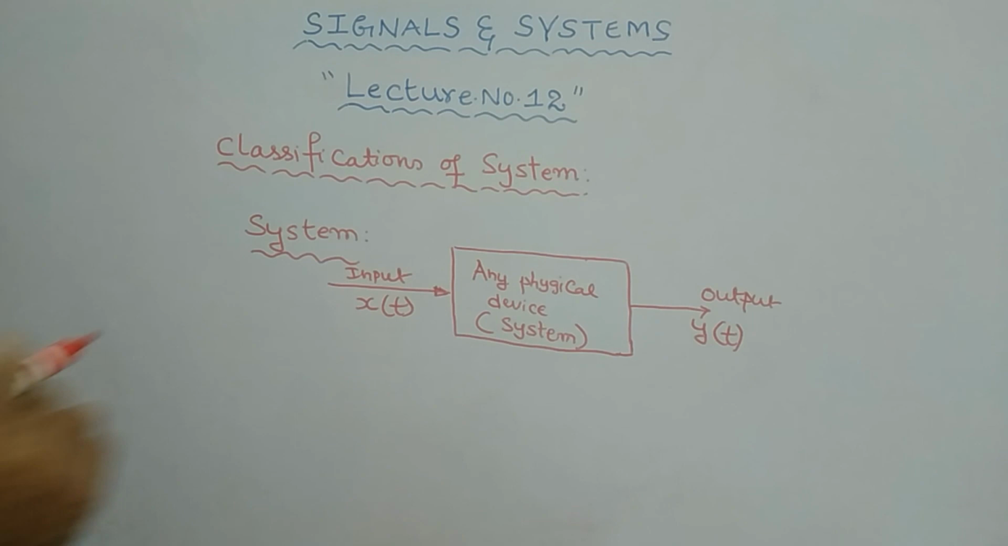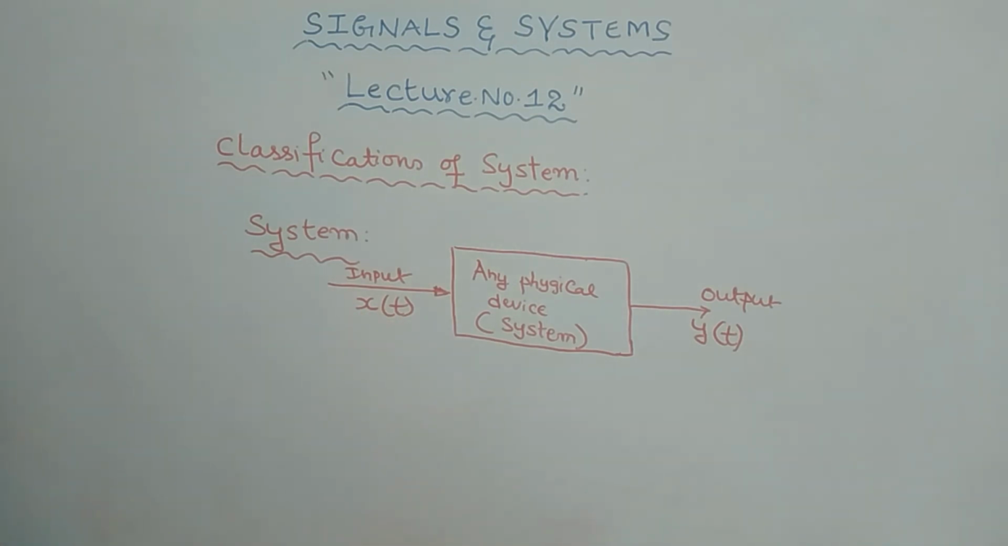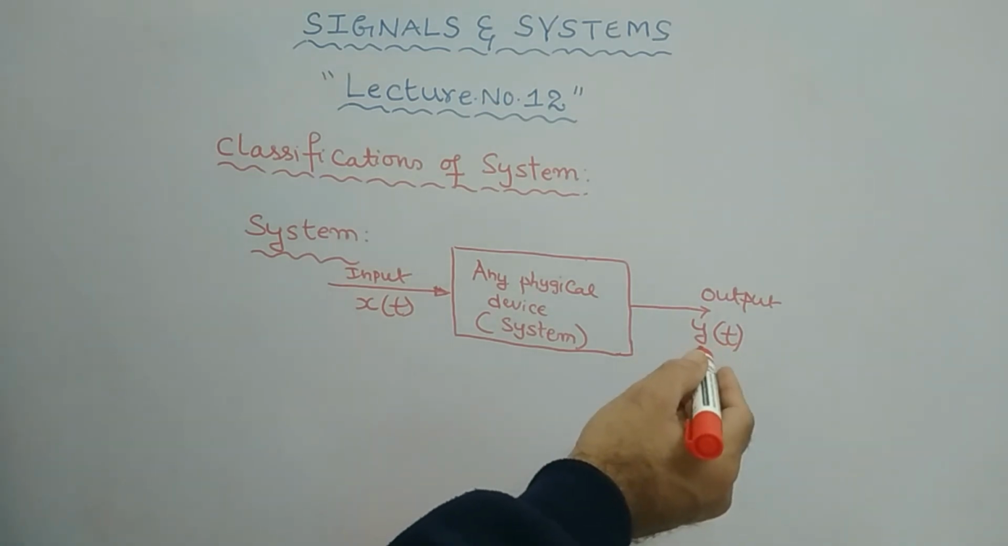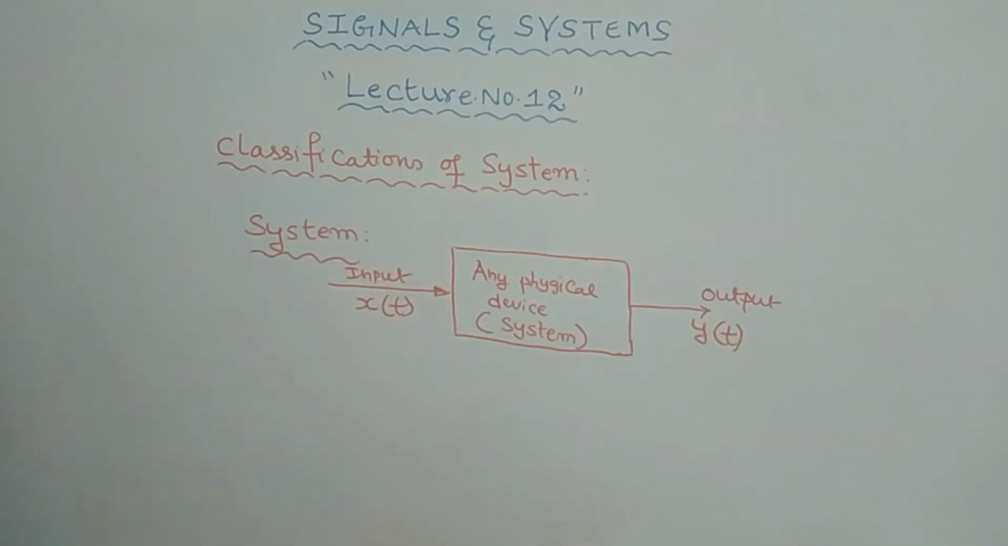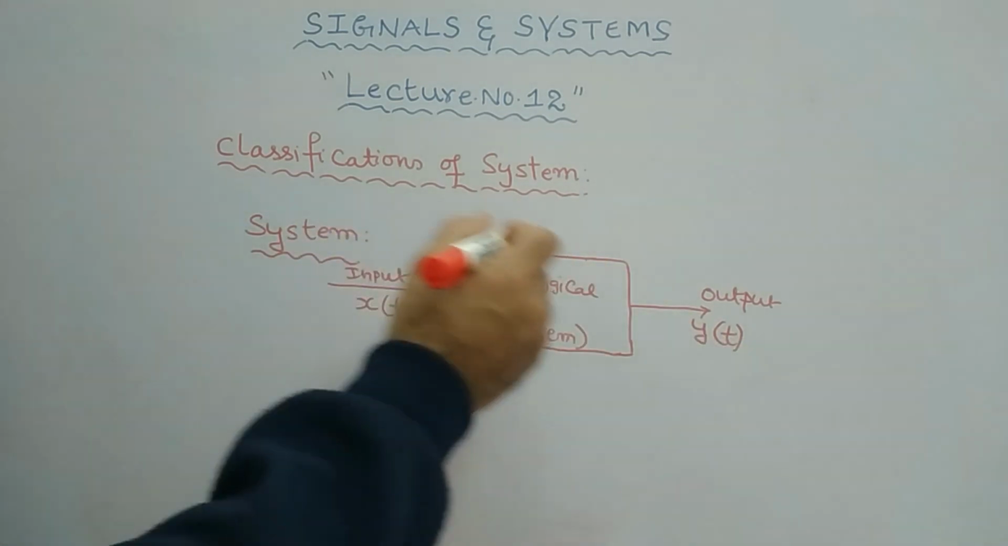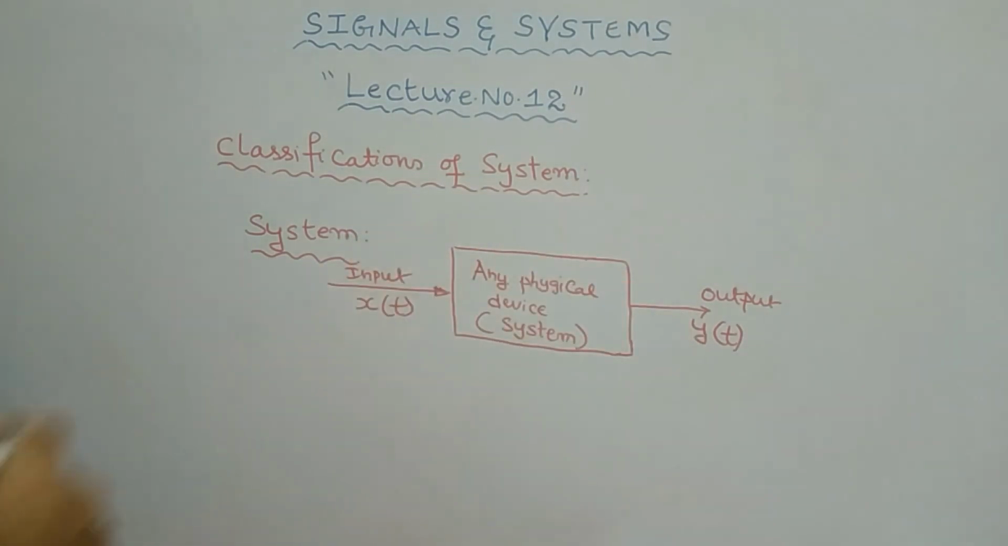Remember that the input is denoted by x of t, and always remember that small t stands for continuous time. Therefore, x of t is a continuous time signal. Likewise, y of t is the output of this particular system, and again t is continuous time. So now we are describing a continuous time system.